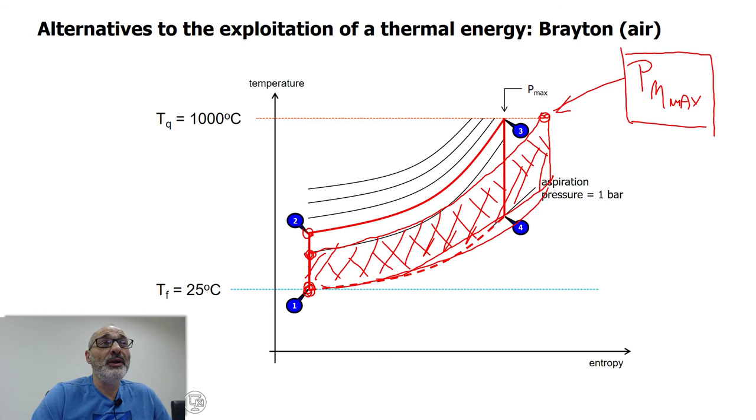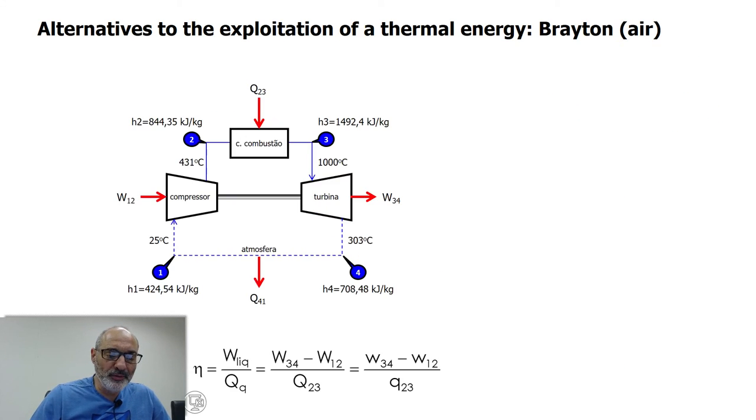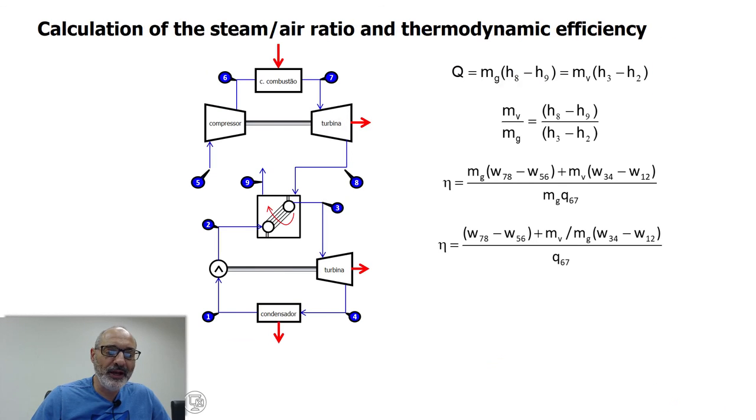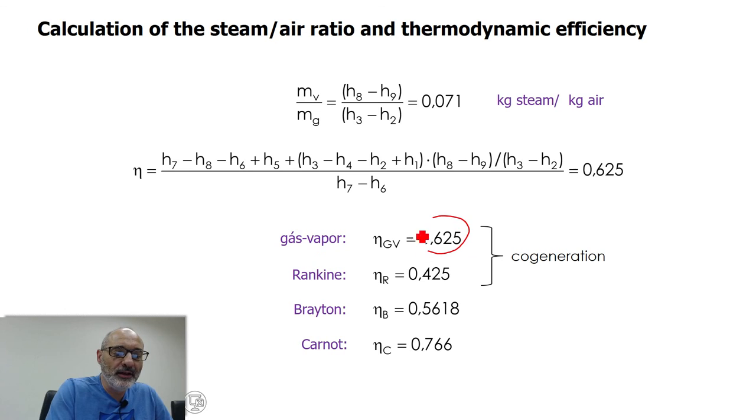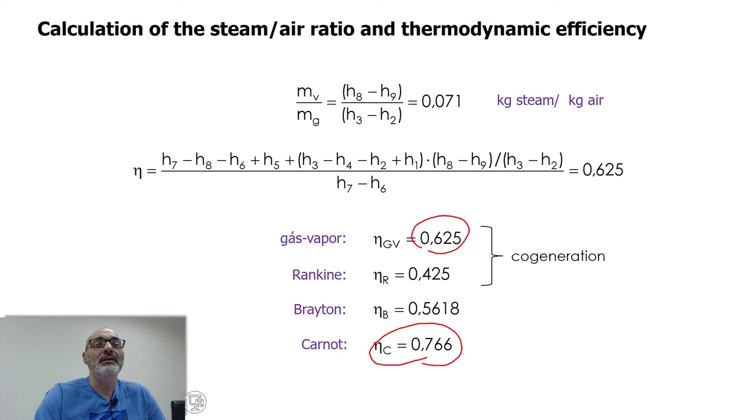My point is that even though we obtained a fairly good efficiency for the combined cycle, you still can improve this number by trying to adapt both cycles, the gas cycle and the steam cycle, because you observe that I arbitrated some parameters. You can do differently in order to increase this efficiency, knowing that you cannot exceed 76.6%.